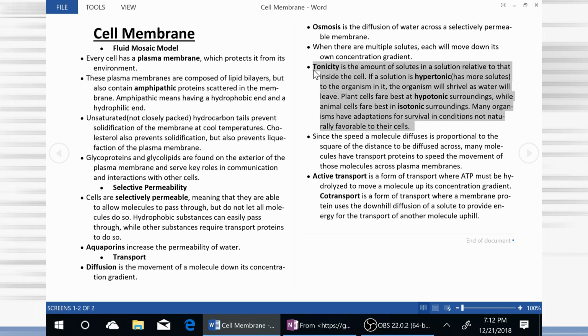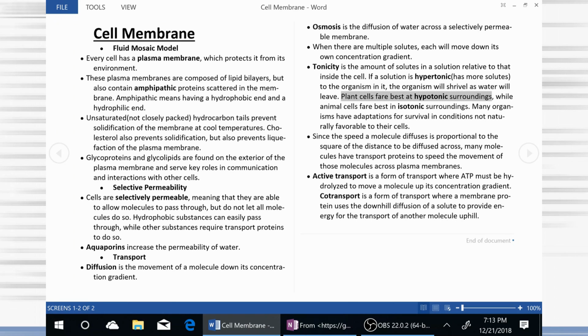So let's also cover tonicity while we're at this, because tonicity is the amount of solutes in a solution relative to the amount of solutes inside the cell. So let's say that a solution is hypertonic. That means that it has more solutes than the organism. And so in the absence of other adaptations, the organism will shrivel because the water will leave by osmosis when the solution is hypertonic.